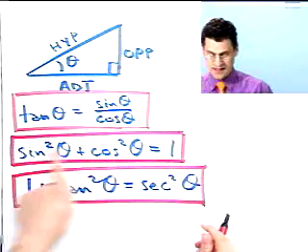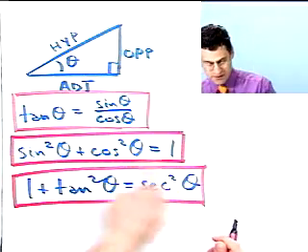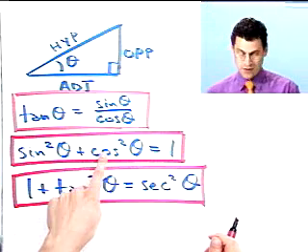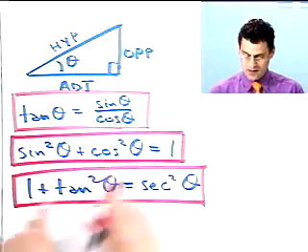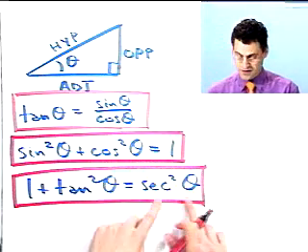And I just got that by taking this identity, basically, and dividing everything through by cosine squared. Right? Because here I'd see sine squared over cosine squared, that's tangent. Here I'd see a 1, and here I'd see 1 over cosine squared, which is secant squared.